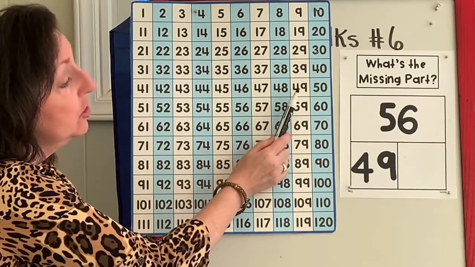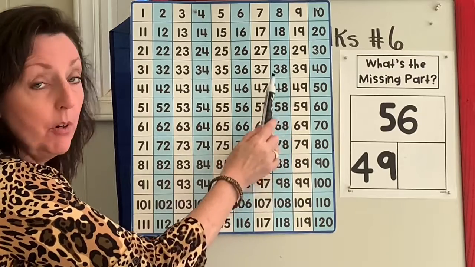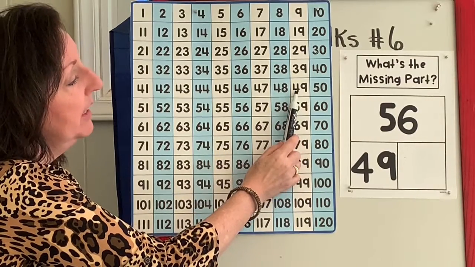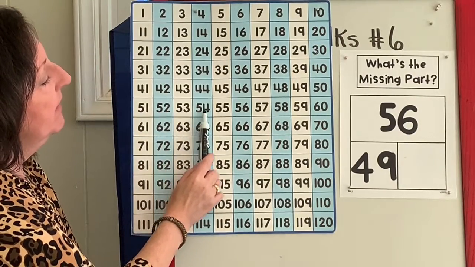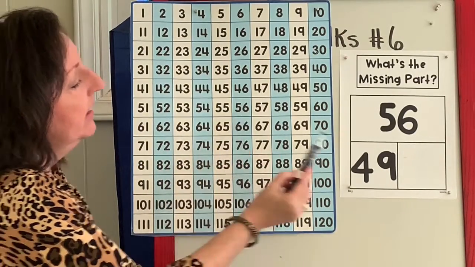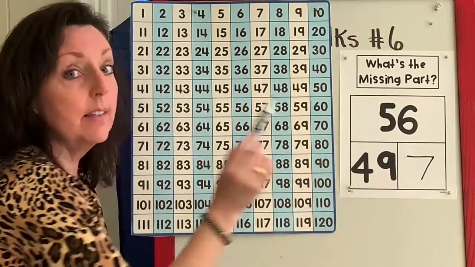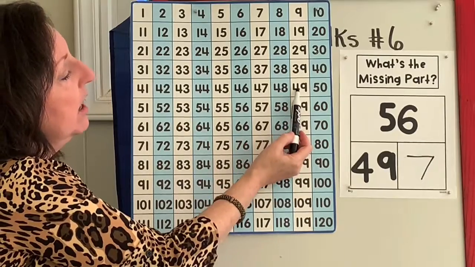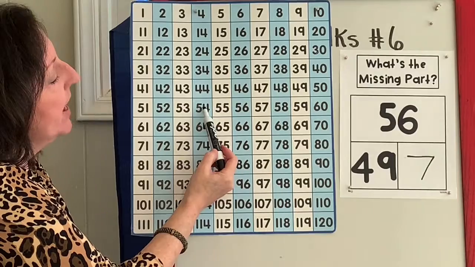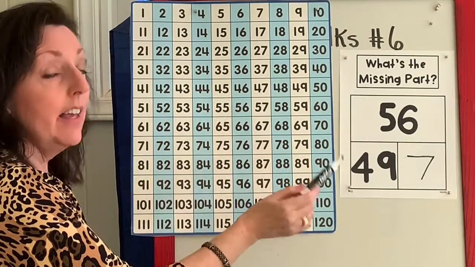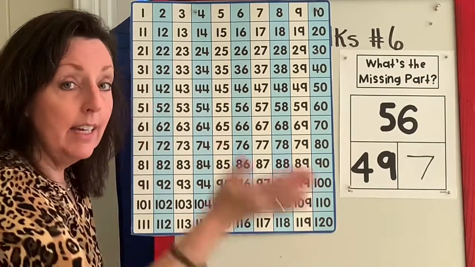You could use your top chart, touch 49, and we'll stop over here at 56. But remember, every time you move, count with me. 1, 2, 3, 4, 5, 6, 7. So I believe 49 plus 7 is 56, but let's double check. Ready? 1, 2, 3, 4, 5, 6, 7. That's right.